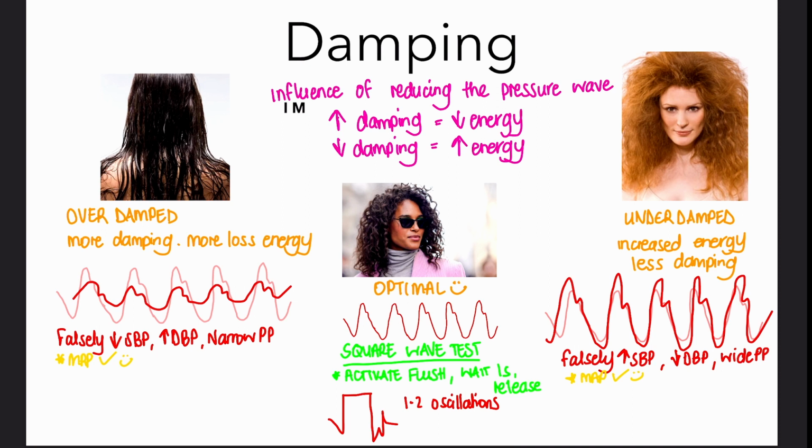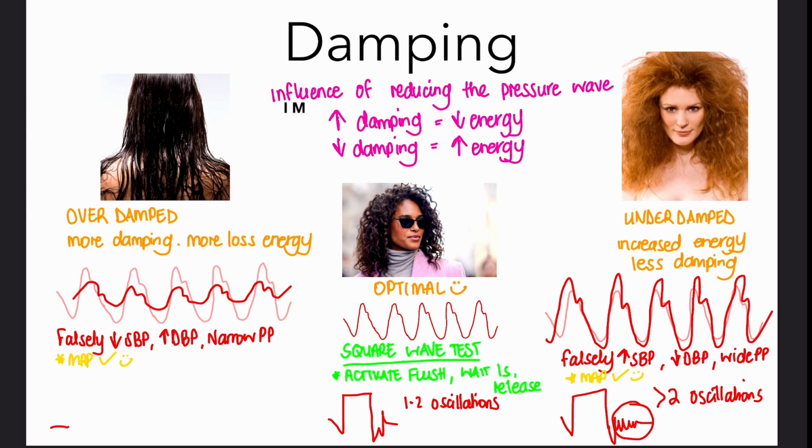In the underdamped scenario, when you do the square wave test, you're going to have multiple oscillations, much more than the 2, and you'll see a little fibrillatory line almost, and then the arterial line taking off as normal. It's a high energy state, and you're going to have an underdamped line with the falsely high systolic, low diastolic.